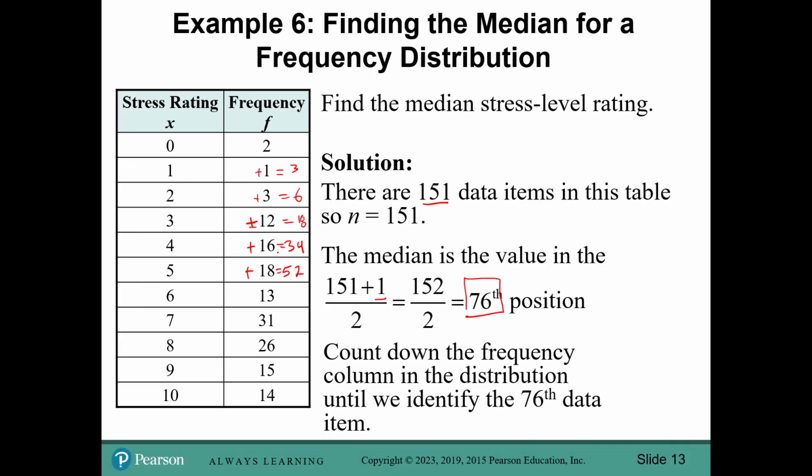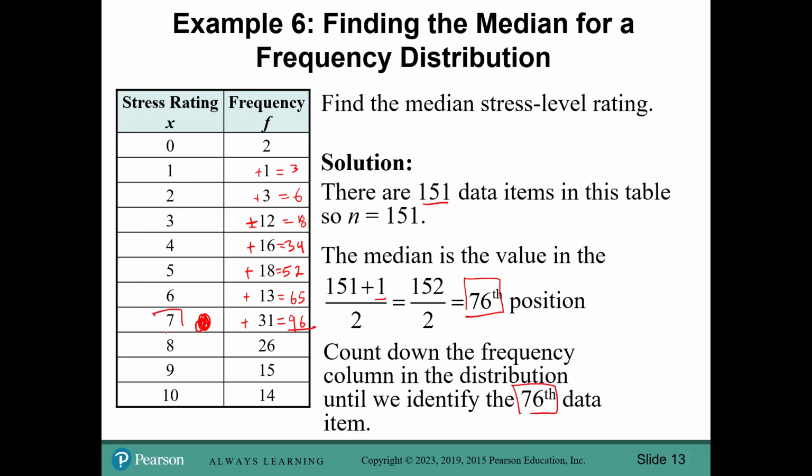Probably want to double check these. I'm doing them in my head and I'm terrible at arithmetic. But then I'll keep going, add 13 more, and I get 65. I could probably just cheat. It's almost certainly on the next slide. Plus 31, and that puts me over at 96. Right? So my 76th data item is definitely right here because this contains data items 66 through 96.